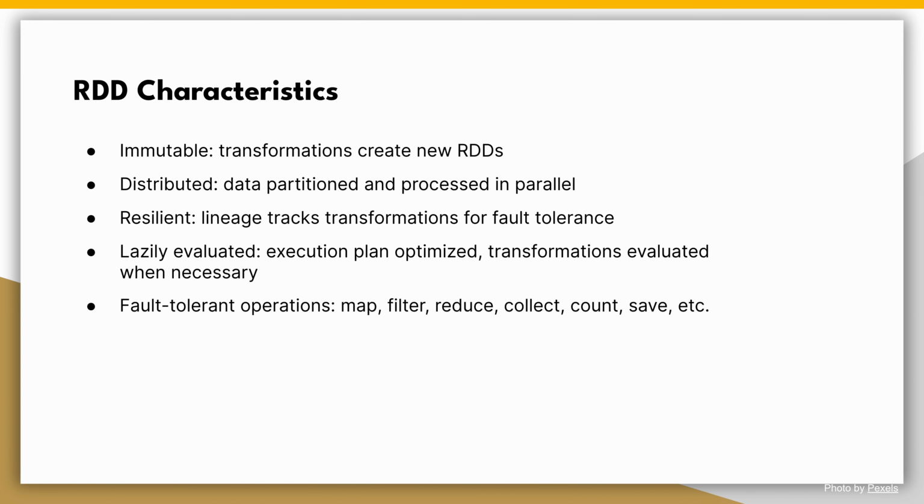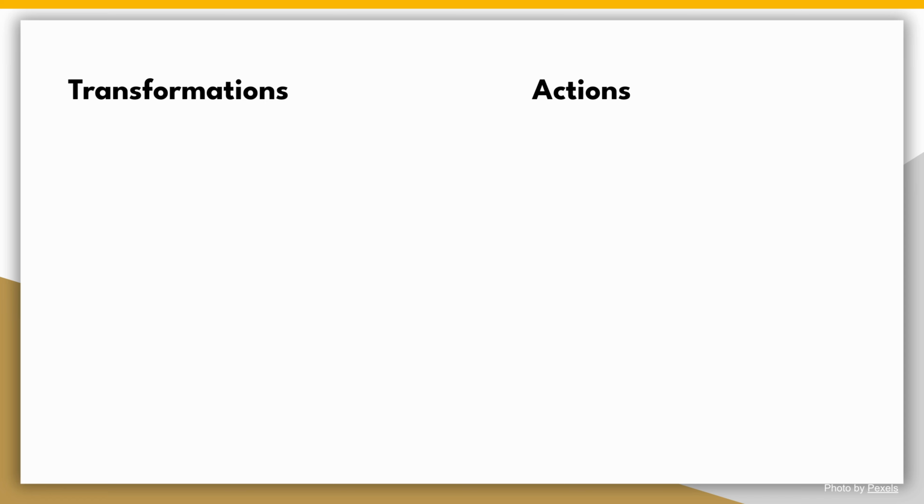Lastly, fault-tolerant operations. RDDs support a wide range of fault-tolerant operations. Transformations like map, filter, and reduce allow us to process and transform the data, while actions like collect, count, and save enable us to retrieve results or write data to external storage. RDDs in Apache Spark support 2 types of operations: transformations and actions. Let's explore each of them and understand their main characteristics.